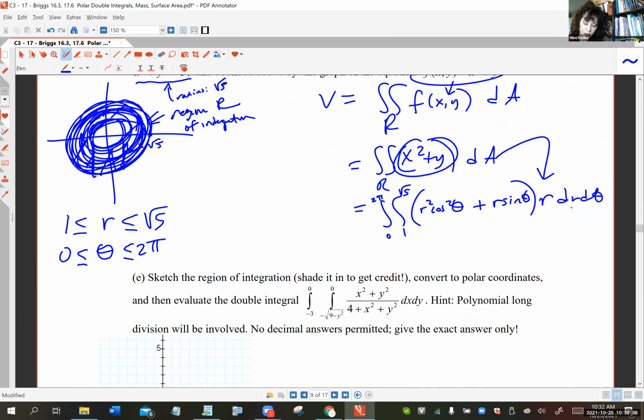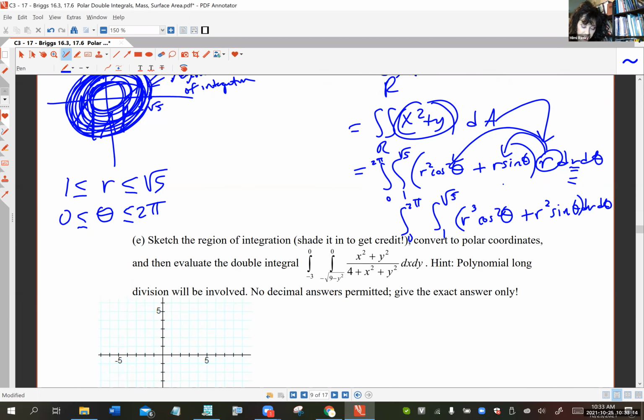Now, folks, I'm supposed to integrate with respect to r right now, but you better not. Well, why not? Because this r from the area element needs to be distributed along the parentheses there before you integrate with respect to r. And that's important. If you forget to do that, the rest of the problem is going to be horrible. It will most likely be incorrect. So you're going to have r cubed cos squared theta plus r squared sine theta. Great.